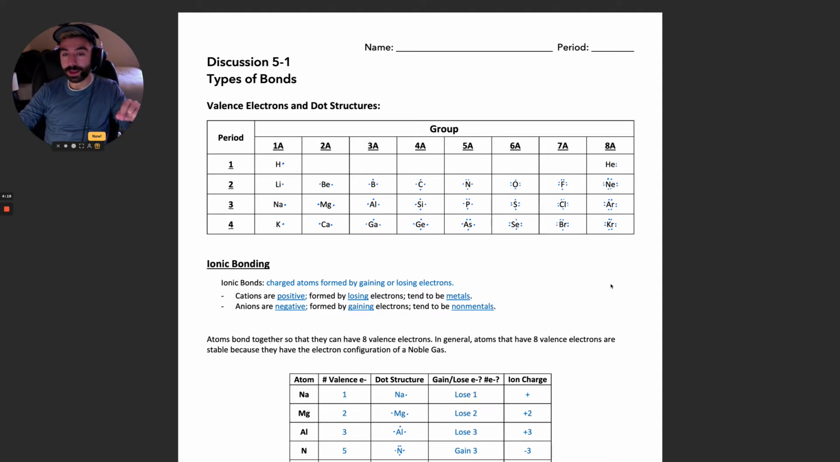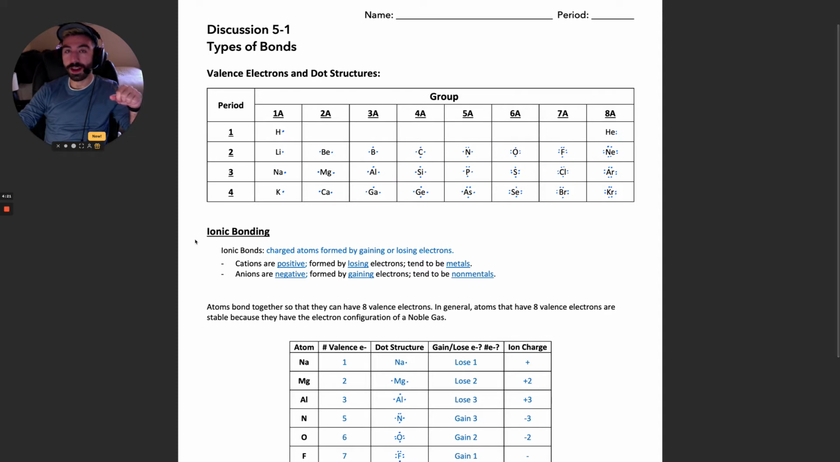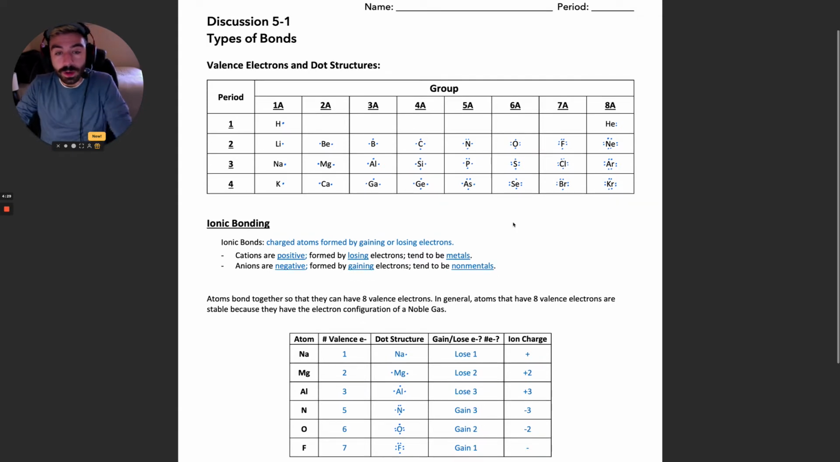Now that we've covered that, we can start talking about ionic bonding. Valence electrons are going to be really important for the rest of the class. Ionic bonding is the first kind of bonding we'll talk about, and it's when charged atoms are formed by gaining or losing electrons. A charged atom is what we call an ion. So ionic bonding, or ionization energy, if you remember that from 4.3. Two kinds of ions can be formed: positive or negative ions.